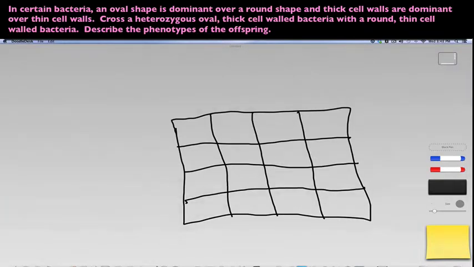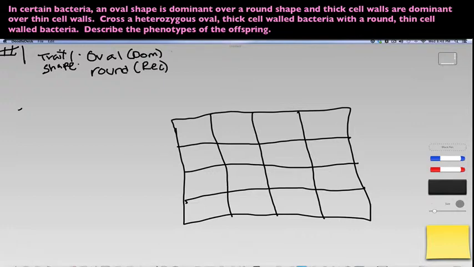So step number one, we'll come over here. Step number one is to figure out what our traits are. So we see in the problem, and this is exactly what you should write on your papers, for trait number one, we have shape. We can put shape here. And there's two different shapes that bacteria can have. They can be oval, and this is dominant, or they can be round, and round is recessive.